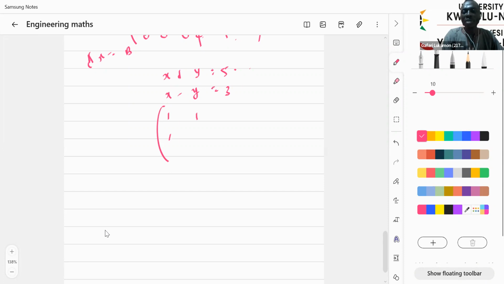1 minus 1. I hope you understand now. And then you can write this value here. That's when you want to use row reduced echelon form.